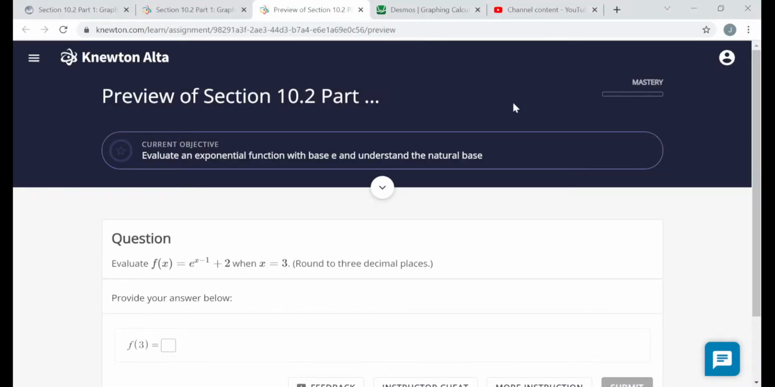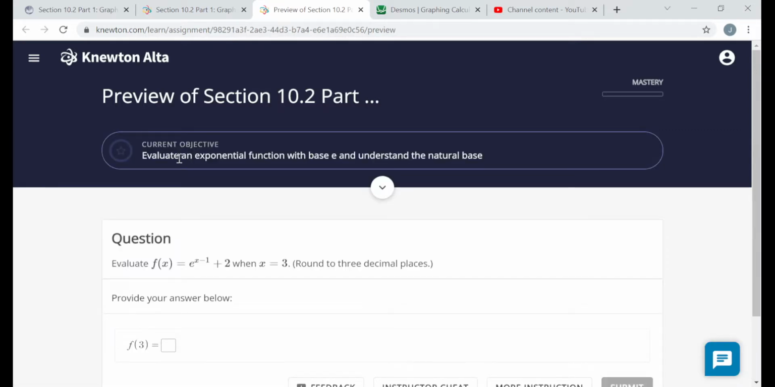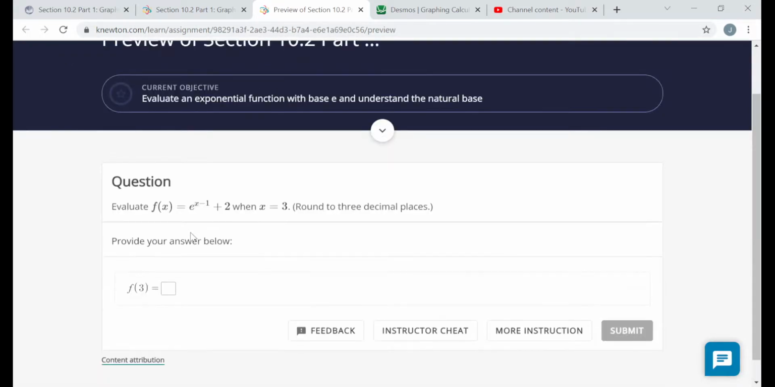Okay, so here's the assignment page. Now you will not see the words preview of. You'll only see the title of the assignment. Then you have your mastery bar telling you how far along you've gotten in the assignment. And beneath that, the objectives. Now it looks like there are only 2 objectives here. And beneath each current objective, you'll see a question related to that objective.